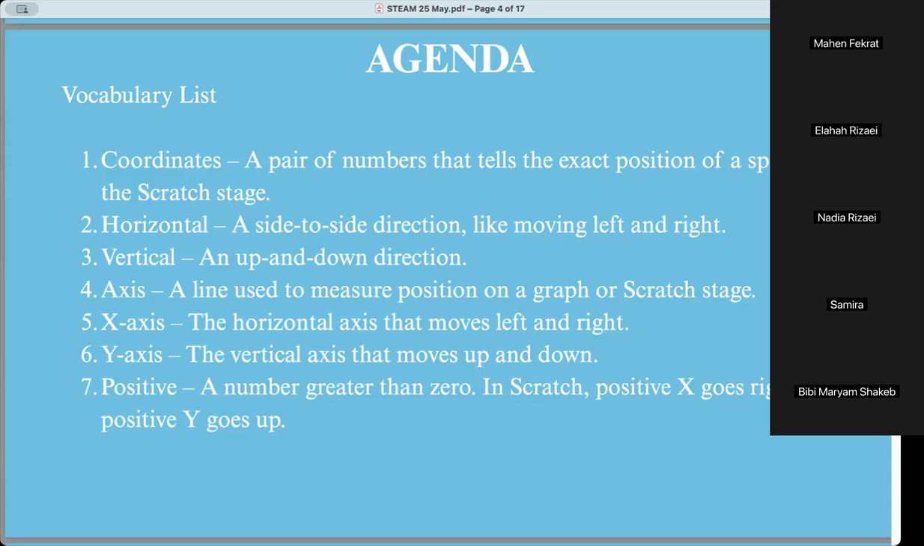Next is Nadia. Oh, Nadia just read. Ilaha? Okay, teacher. Number 4, axis: a line used to measure position on a graph or a Scratch stage. Okay, well done. A line used to measure position.